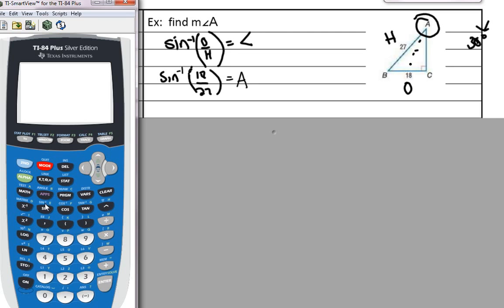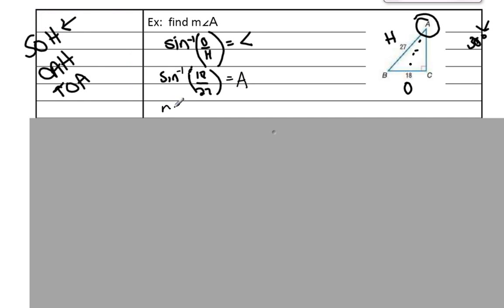So to get the inverse function, that's above the sine. So right here, sine -1. So you press second sine, you see sine -1 of 18 over 27. And that will give you your angle measure. So the measure of angle A.